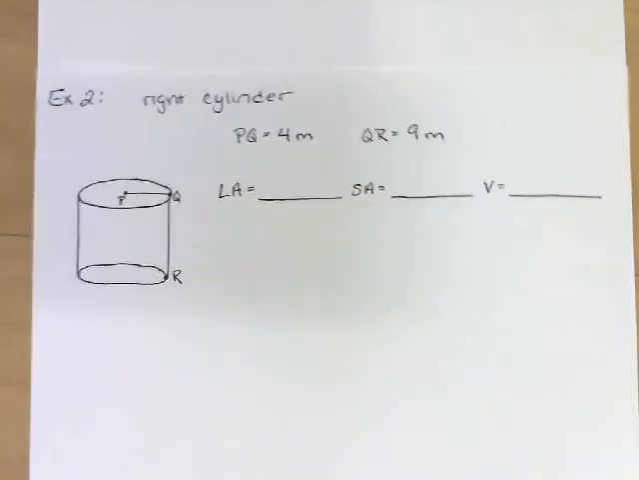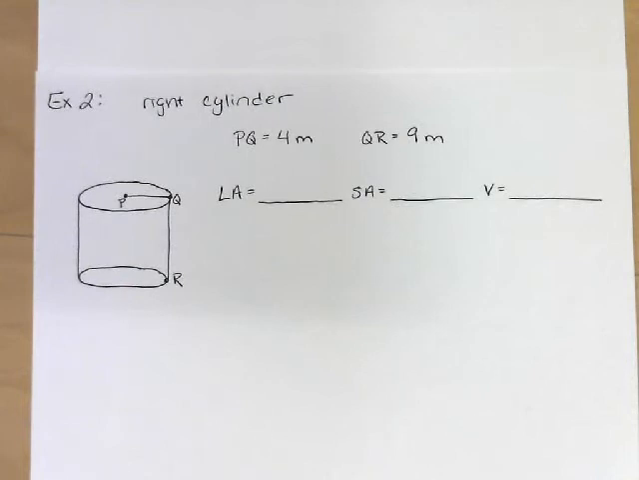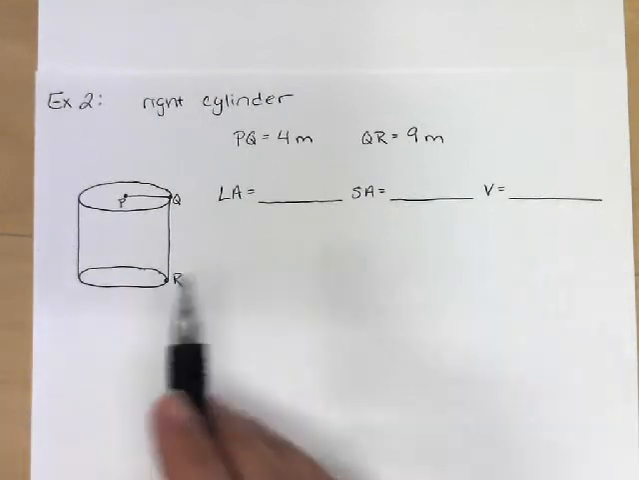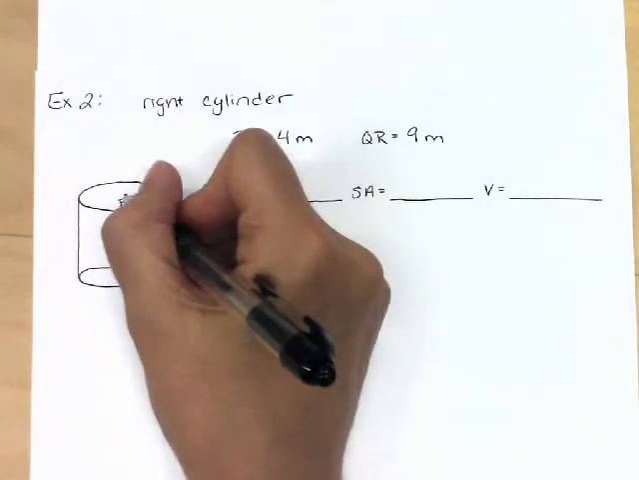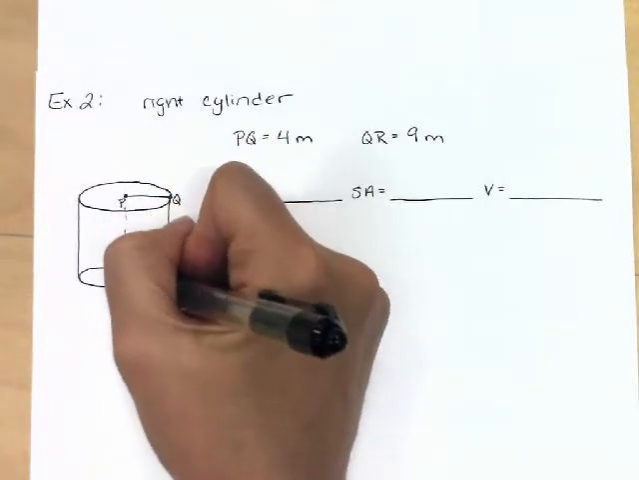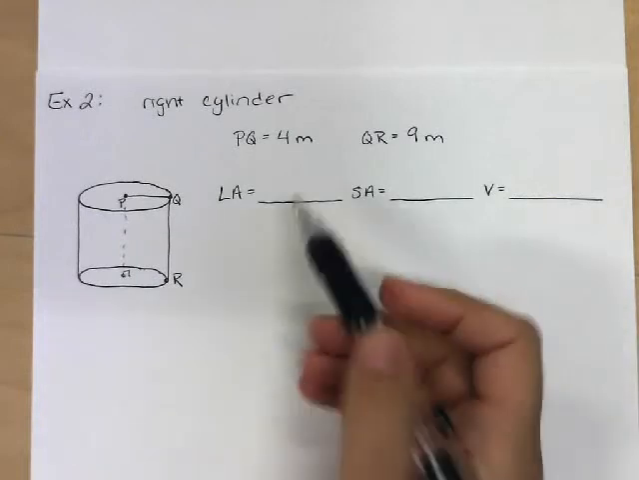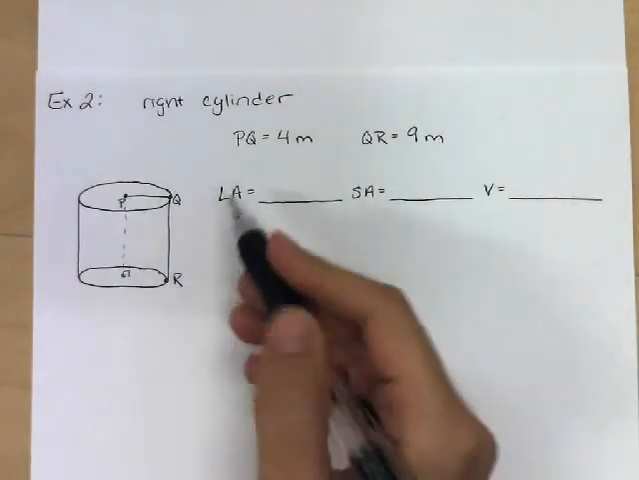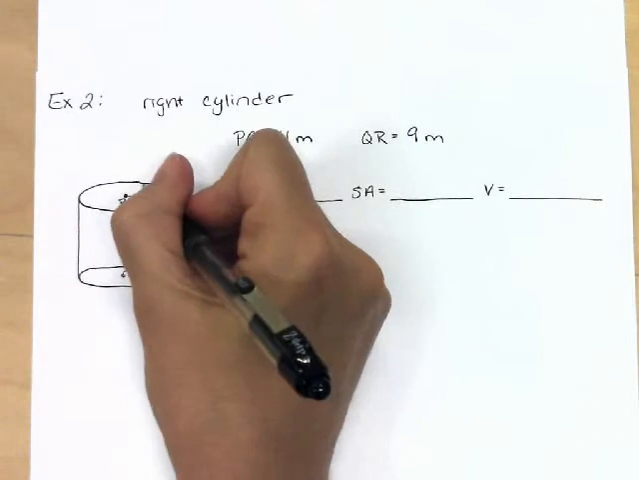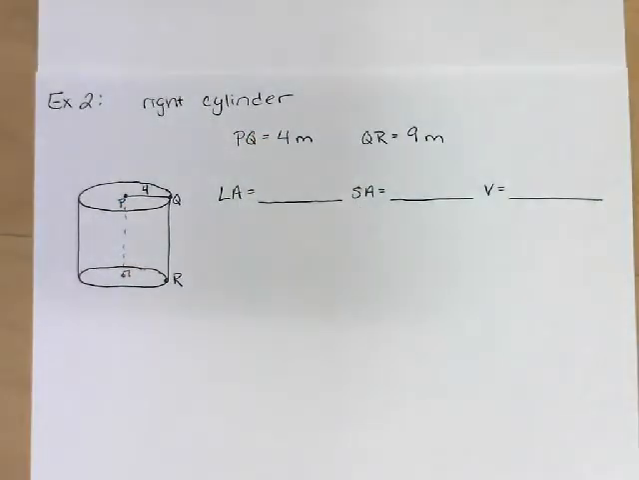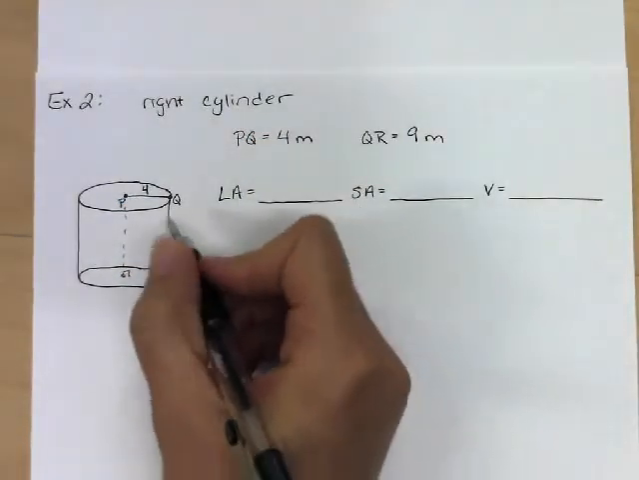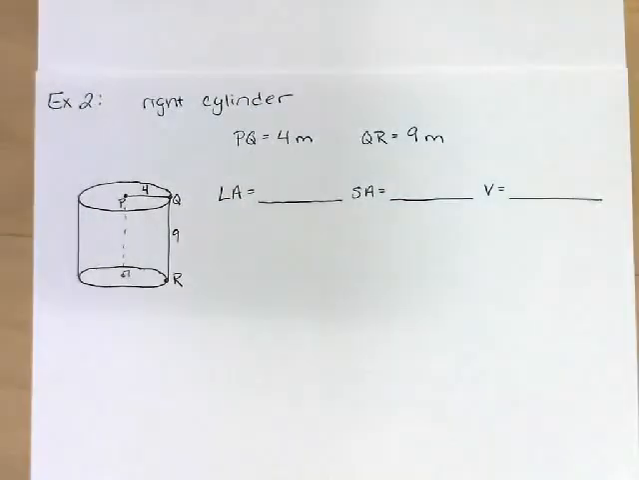Now let's take a look at an example with cylinders. This is a right cylinder, meaning the centers are directly over top of one another. The parts that are given, PQ, or the radius of the base, is 4, and QR, or the height, or the altitude, is 9.